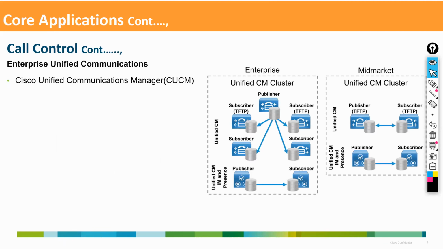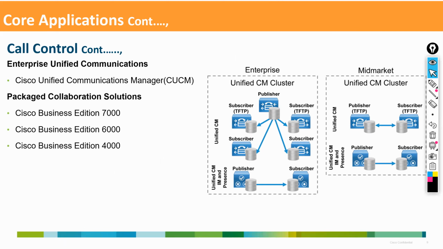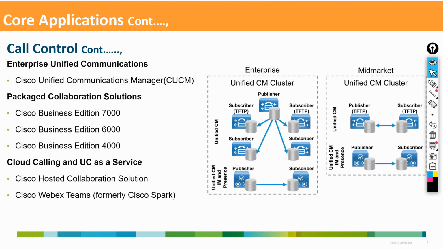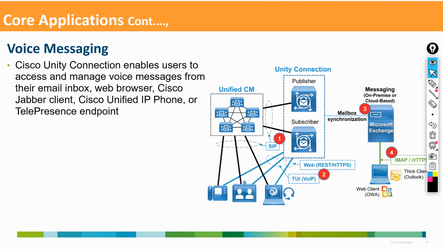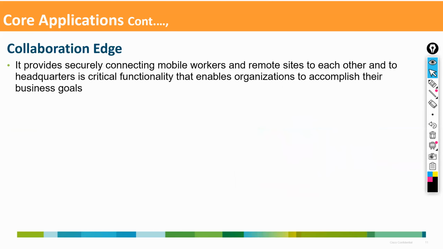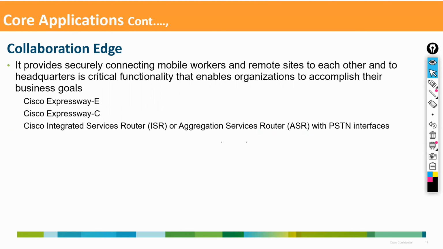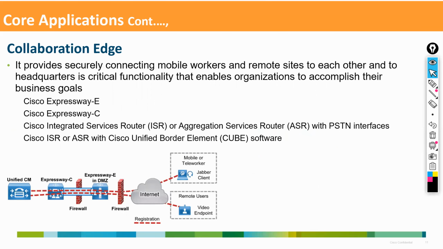In the enterprise we have CUCM and Packaged Collaboration. For that we have Business Edition, or Hosted Collaboration, which is the cloud WebEx Teams, and CUCME also. Later we'll discuss that. Next we have voice messaging, which means Unity Connection. Next we have the edge devices, which means Expressway C and E, for the remote users to connect.